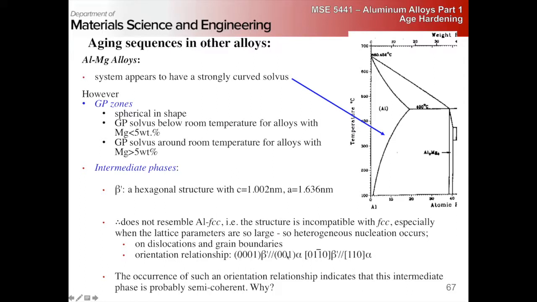So what does this notation mean? Right? So what it's telling me here is that the 0001, the basal plane in beta prime, is parallel with the 001 plane in the FCC, right? So the basal plane and the cube plane are well aligned, right? The cube face plane. And then the 01 bar 10, what type of plane is that? What do we call? It's a hexagonal.